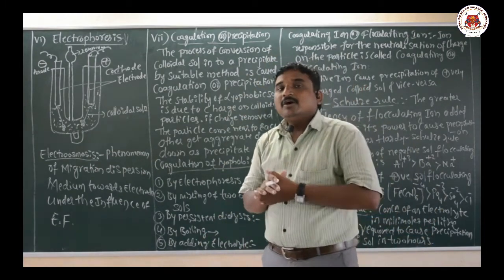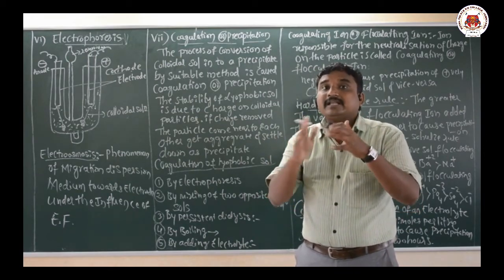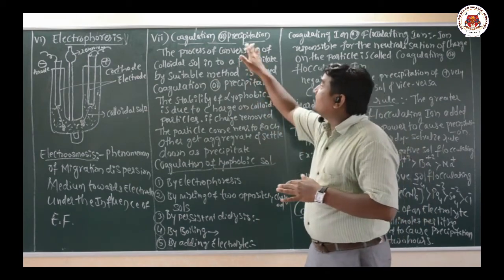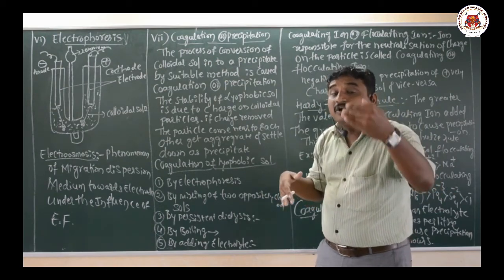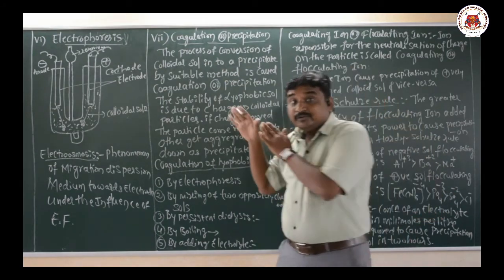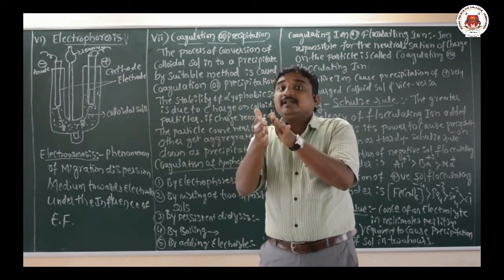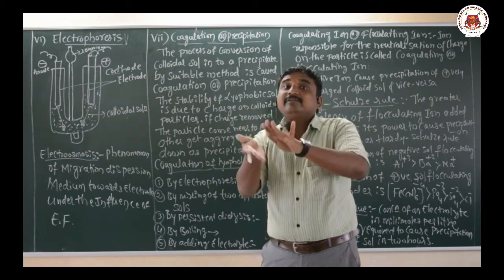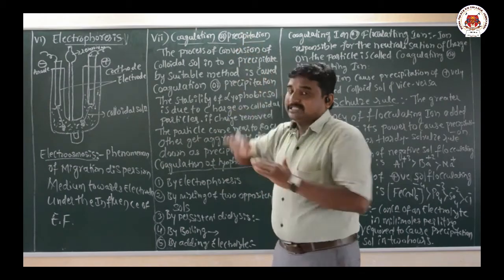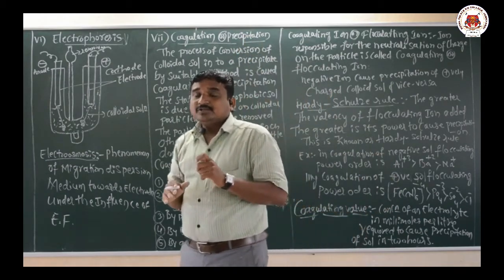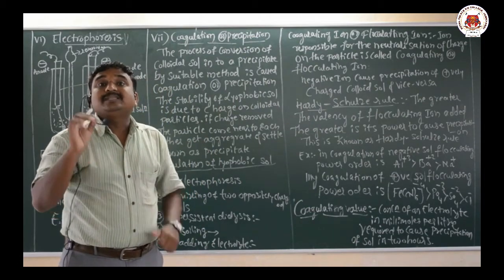Coagulation or precipitation is a phenomenon of settling of colloidal particles. That is called coagulation, the process of conversion of colloidal sol into precipitate. The colloidal particles settle, and that process is called coagulation or precipitation. Here, the stability of a lyophobic sol is due to the presence of the charge.